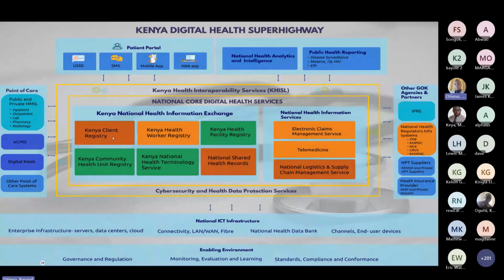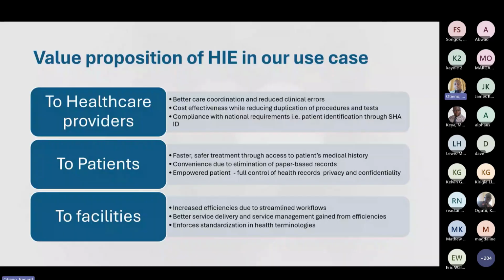So I've talked about the Kenya Client Registry as part of the National Shared Utilities. I've talked about the Kenya Health Workers Registry, Kenya Health Facility Registry, Kenya Community Health Unit Registry, Kenya National Health Technology Service, and also the National Shared Health Records. Within that same space, we have the National Health Information Services like e-claims, telemedicine, and the logistics and supply chain management service for commodity management. If you look at it, it shows the national shared utilities in the Kenya National Health Information Exchange. It is good to emphasize at this point that all these features have been enhanced in KenyaEMR, and you'll be able to see how KenyaEMR interacts with some of these particular shared health utilities.